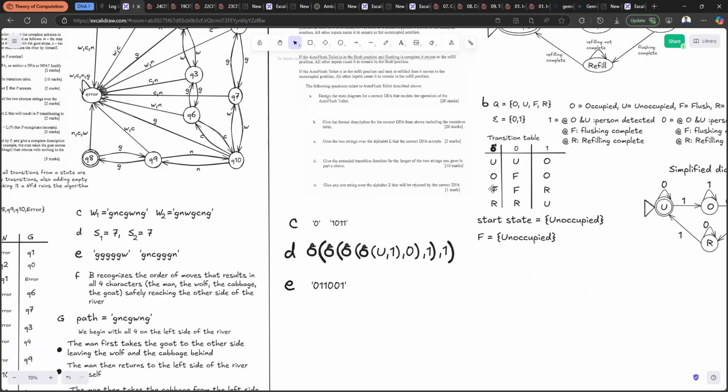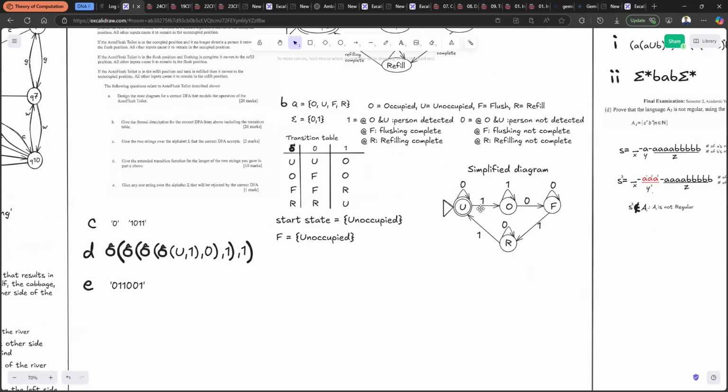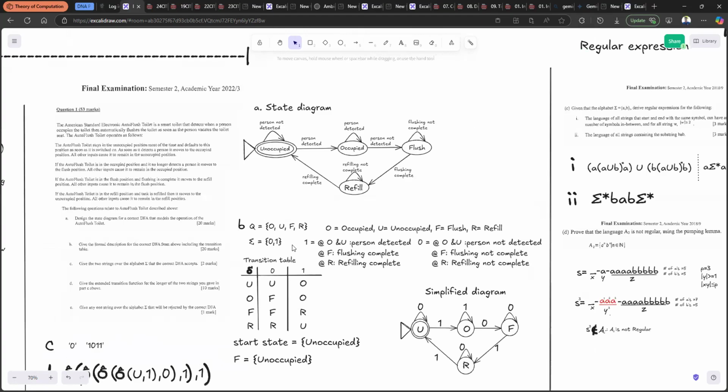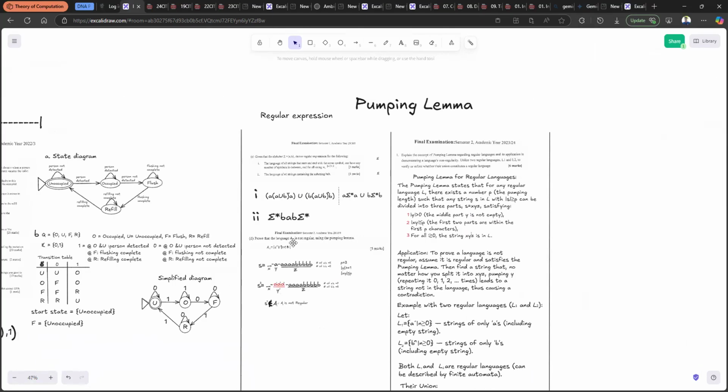And then the last one was give a string over the alphabet that will be rejected. So I just follow this path and pick any order that did not involve me being at U. So any string that results in you not being at U will be rejected. Again, I provide this document so you can go over it in more detail.